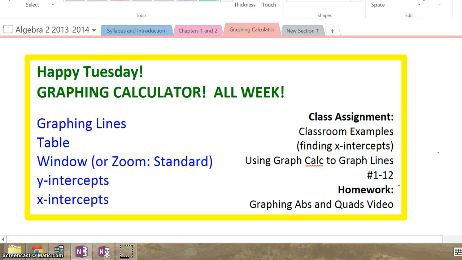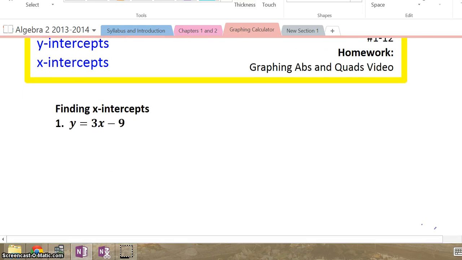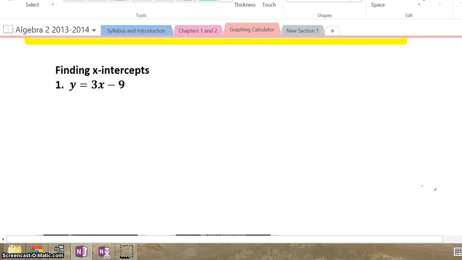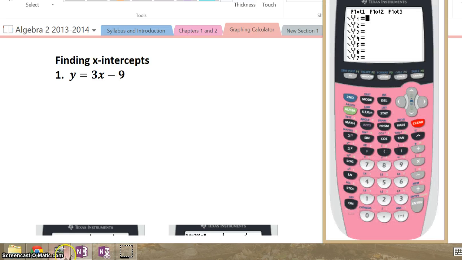And then homework tonight is to do the graphing absolute value and quadratics video. So we're just going to do one example of finding the x-intercepts. So write this example down and turn on your graphing calculator.